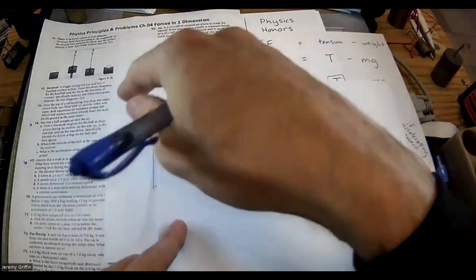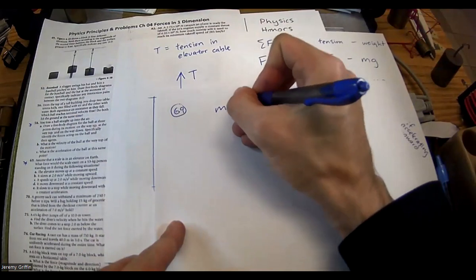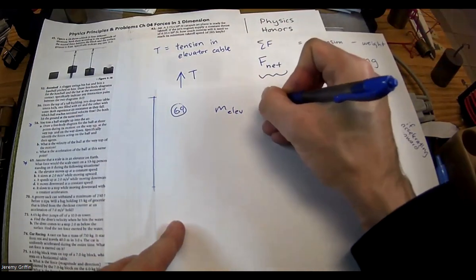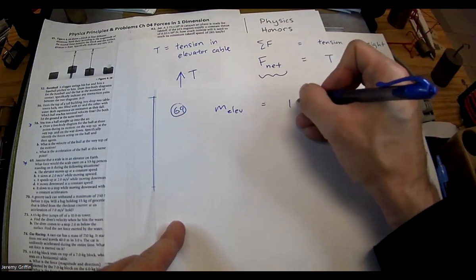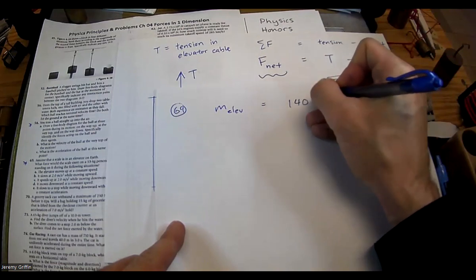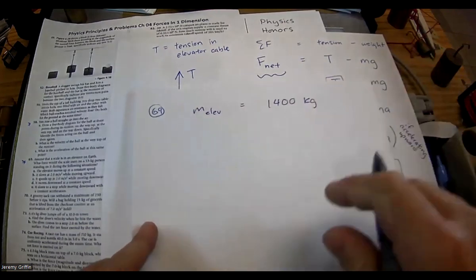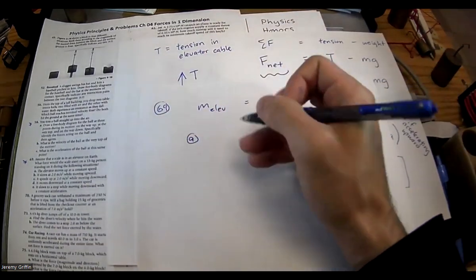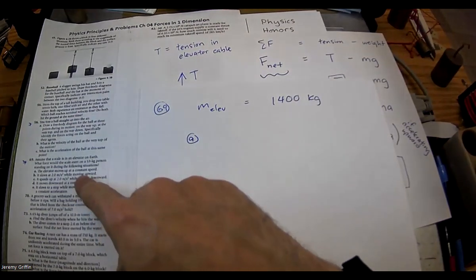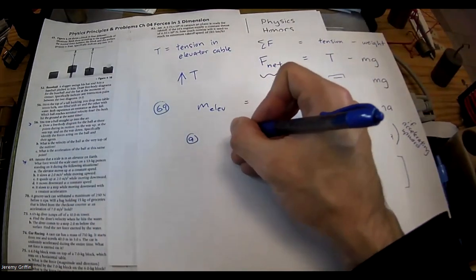Well, they gave you the mass of a person standing on the scale. Let me say mass of an elevator, just to change it up a little bit. Let's go 1,400 kilograms. Just make something crazy up. Okay. So part A, the elevator moves up at constant speed. What's the tension in the elevator cable?